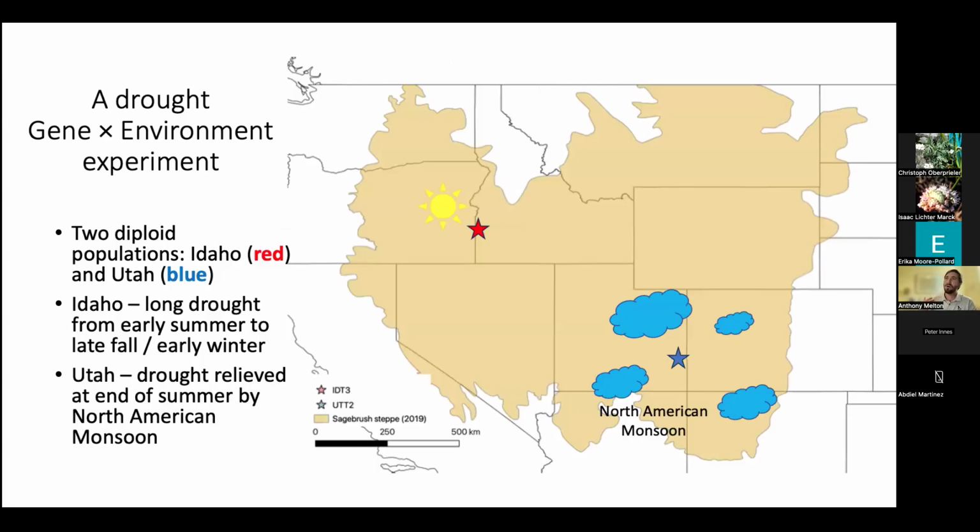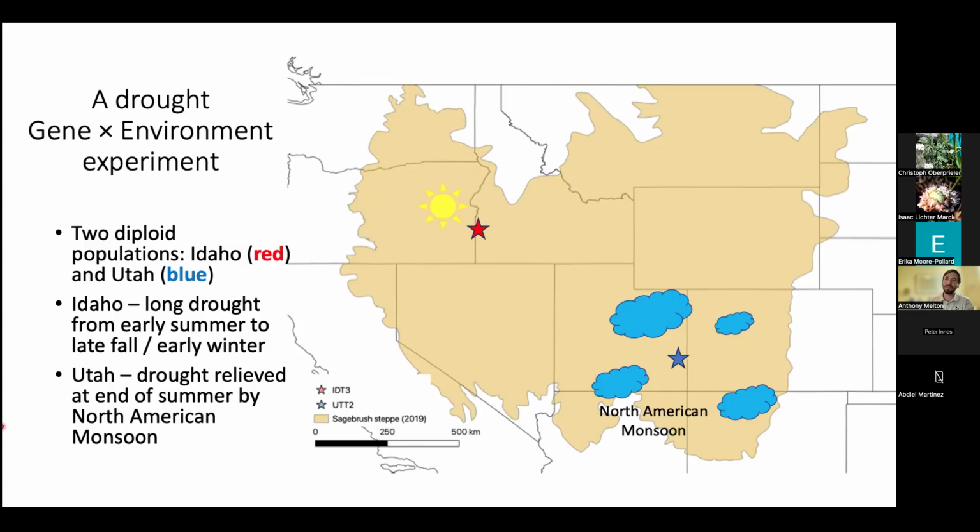So here we focused on two populations, both of the diploid cytotype. We have a population in Idaho and a population in Utah. For all the figures that I'll be showing from here on out, we're going to have a consistent color scheme. The Idaho population is going to be in red, and the Utah population is going to be in blue. For Idaho, this is coming from an area where the plants are going to experience really long drought stress throughout the summer.